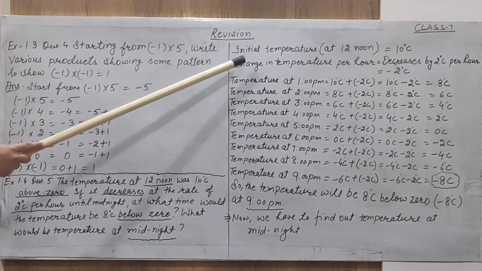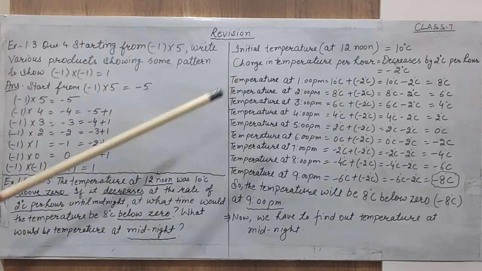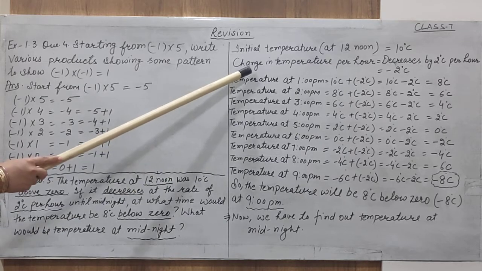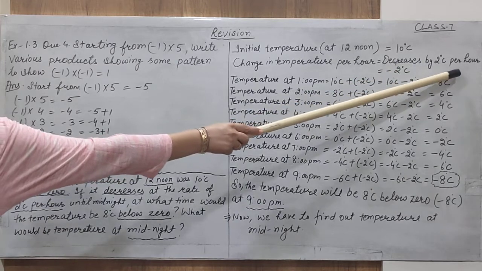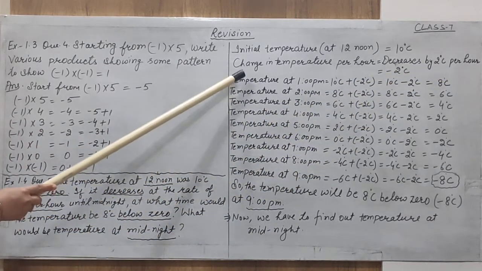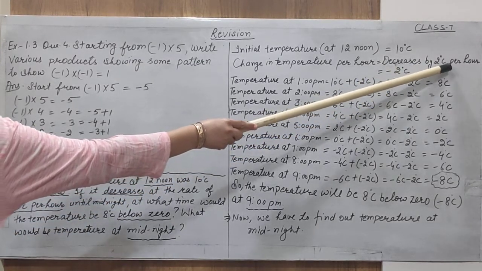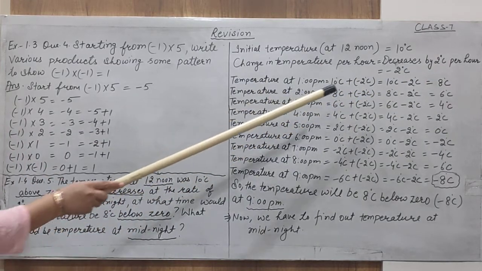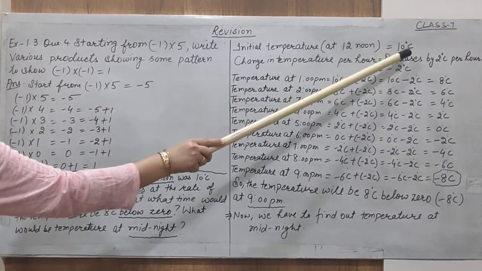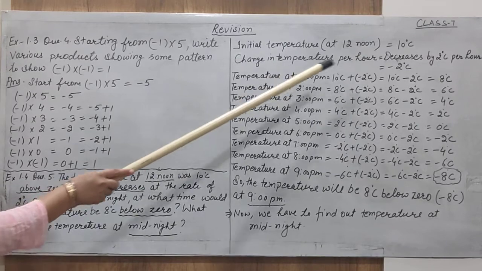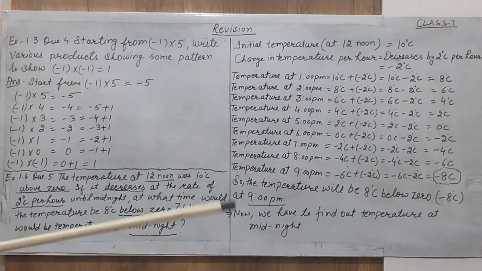So the next line is change in temperature. Change means either decrease or increase. So the change in temperature per hour that is given is a decrease by 2 degrees Celsius per hour. This is the change given in the second line. So decrease by 2 degree Celsius per hour. How can we write it mathematically? That is minus 2 degree Celsius. So the initial temperature is plus 10 degree Celsius. The change in temperature, or decrease in temperature per hour, is minus 2 degree Celsius.